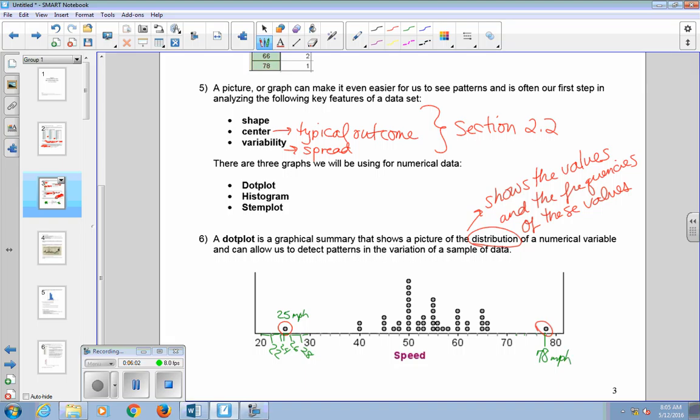We can also see here that 50 is a speed that occurs more often than any others. In fact, if we count the dots, we've got 1, 2, 3, 4, 5, 6, 7, 8, 9. We have 9 coasters with a maximum speed of 50 miles per hour.